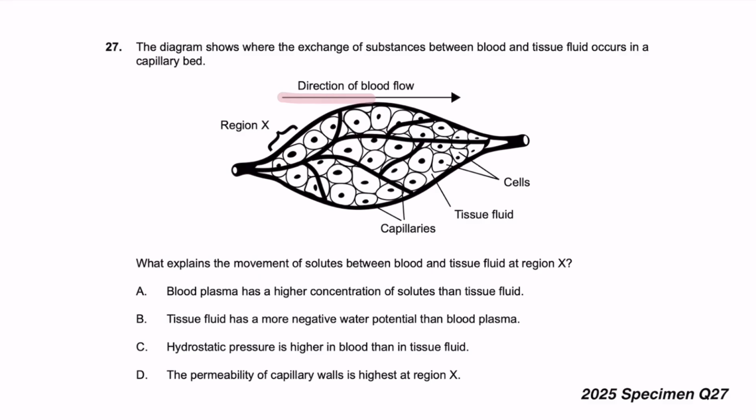This is the direction of blood flow. So this blood vessel is an artery, and this is a vein. Artery carries high blood pressure, so due to the high blood pressure, materials move out of the blood to form tissue fluid.